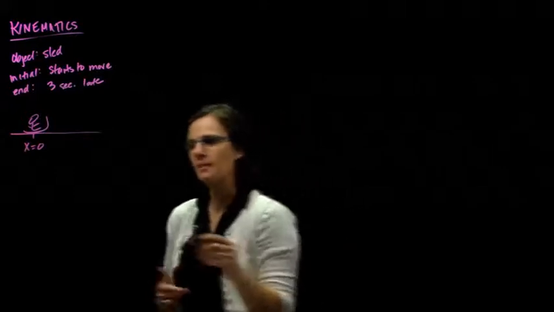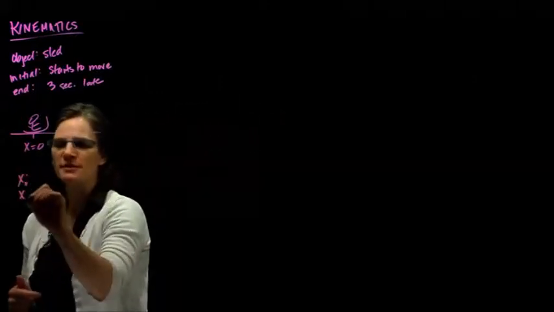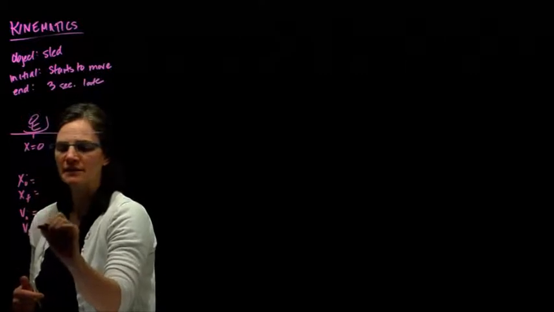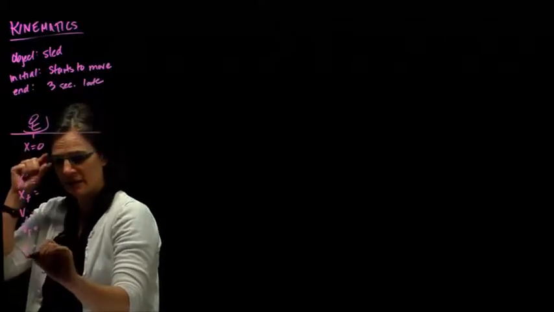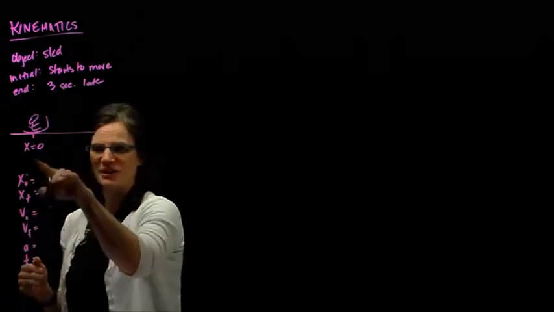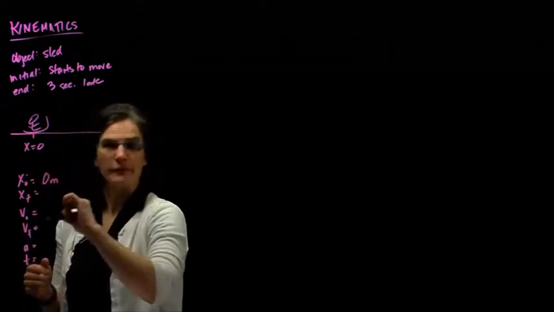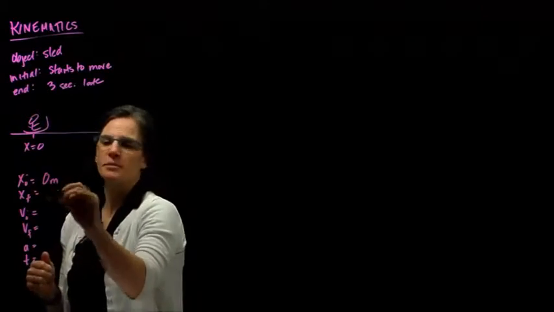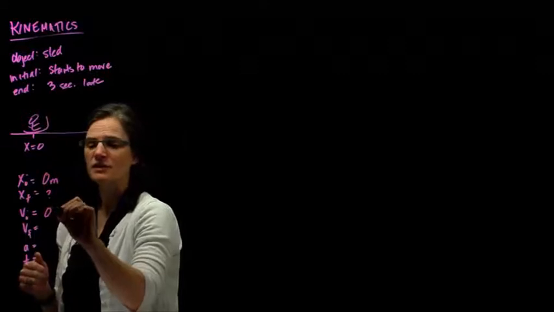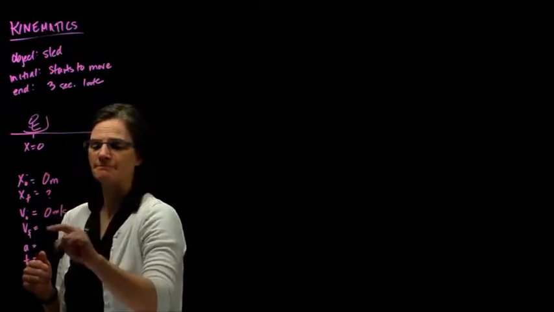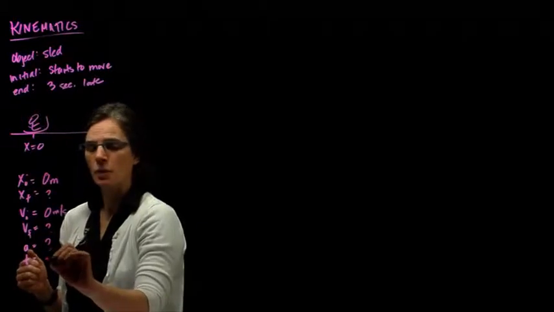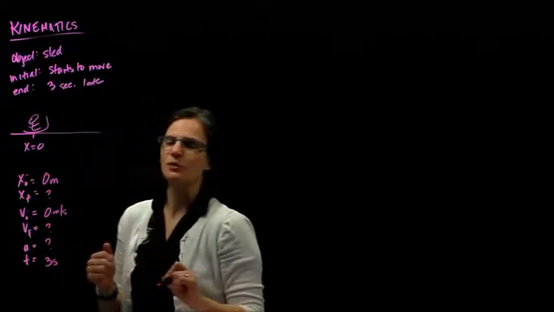All right, so we make our list: initial and final positions, initial and final velocities, accelerations, and time. Our initial position, the sled is starting at the origin. We'll call that our initial position of 0. Final position, we don't know. Initial velocity, it says it starts from rest, so that's 0 meters per second. We don't know the final velocity. We're not given the acceleration, but we are told that the sled goes for 3 seconds.